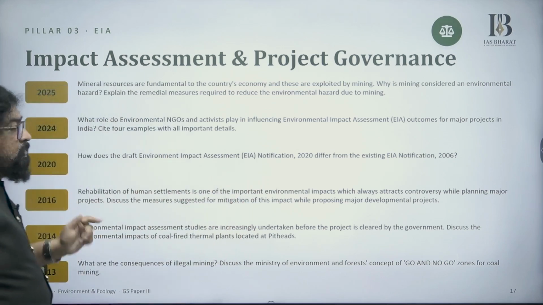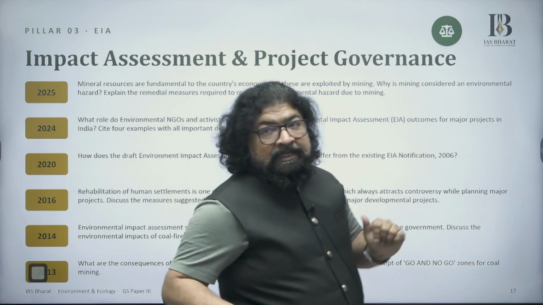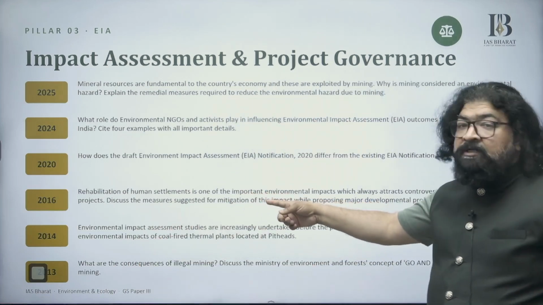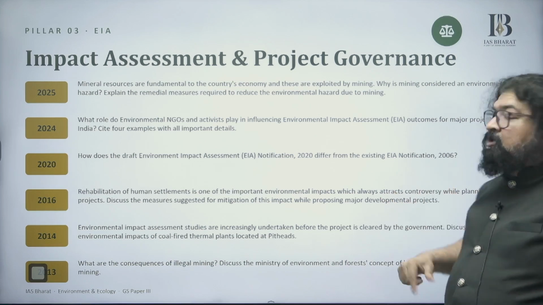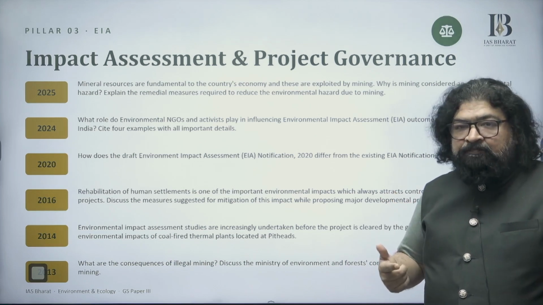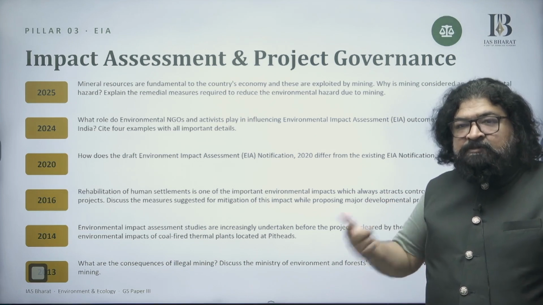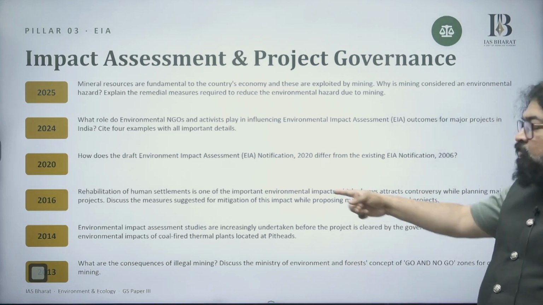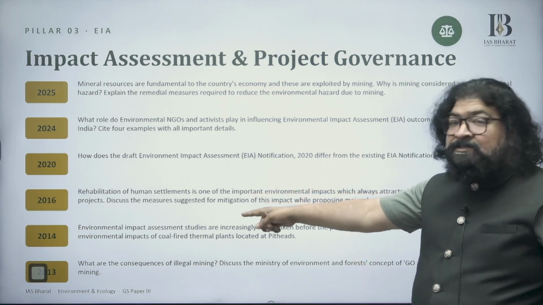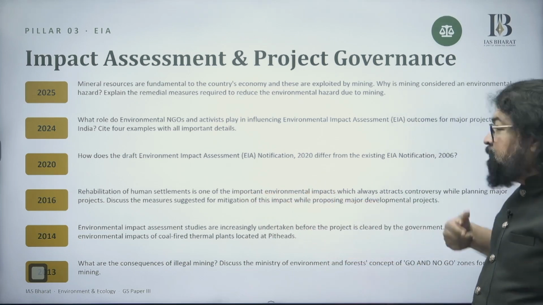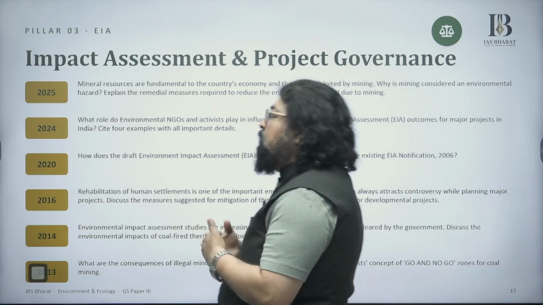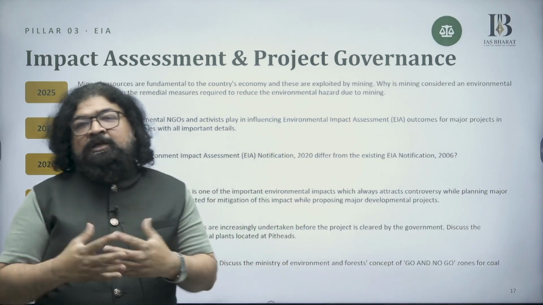Now 2016, rehabilitation. Rehabilitation of human settlement is one of the important environmental impacts which always attracts controversy. People getting affected because of the project, displacement. The socio-economic impact of the project. Discuss the measures suggested for mitigation of this impact while proposing major development goals. How would you solve the problem? That should come into the answer.